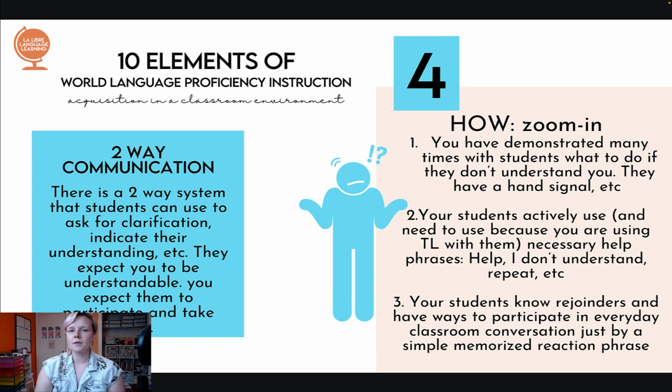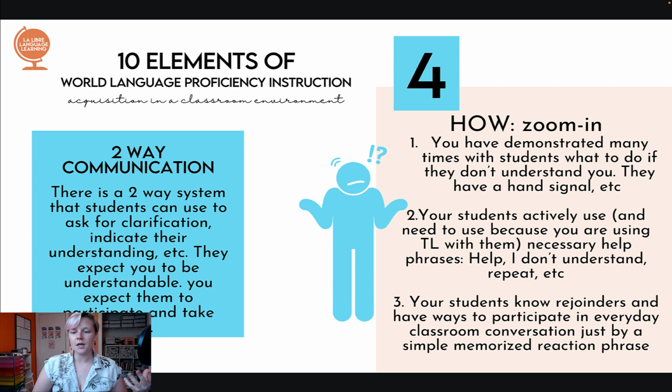So let's wrap this up by revisiting the 3 different ways that you can add student participation and get them speaking and interacting with you more in the target language through the lens of this element for two-way communication. Number 1 is you have some sort of signal, most likely a hand signal, where they can demonstrate to you whether they understand or not. 2, students actively use and are demonstrating your healthy classroom ecosystem of those necessary help phrases.